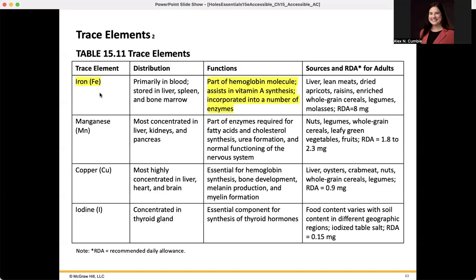The main one I wanted you to focus on is iron. That's what I highlighted here. Iron, you need in very small amounts. It's considered a trace element, and it is used to help you form hemoglobin, which is the main protein in your red blood cells, allowing them to carry oxygen.